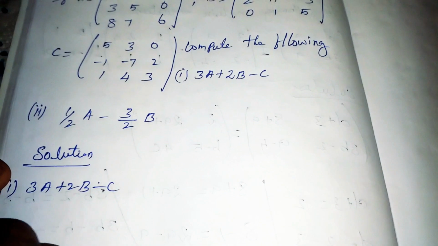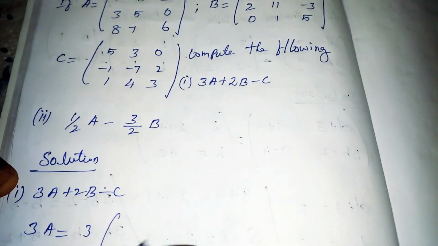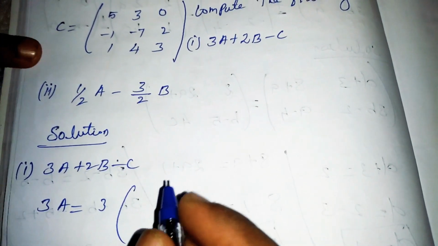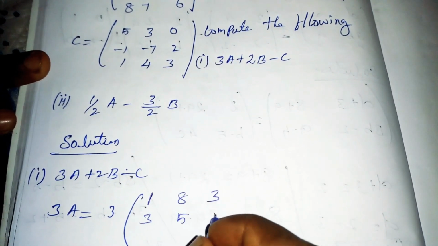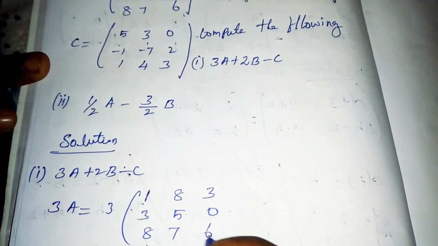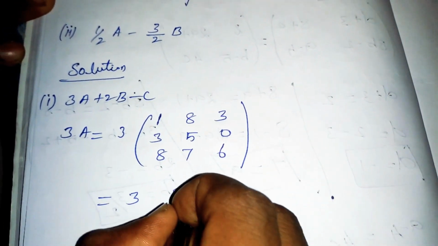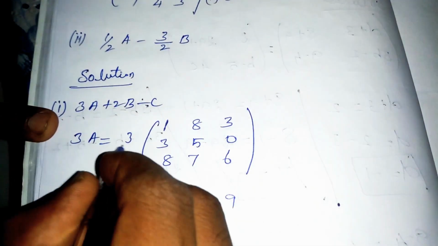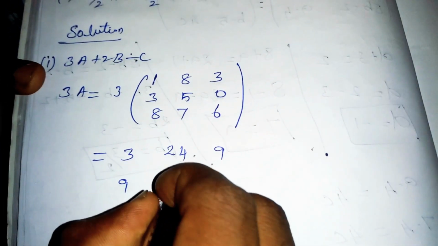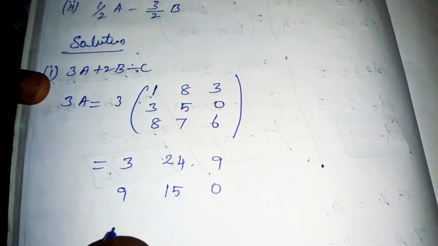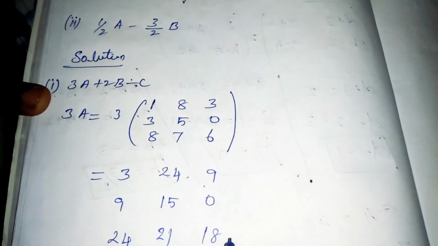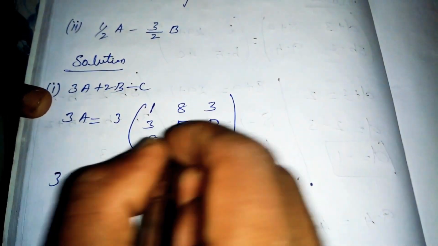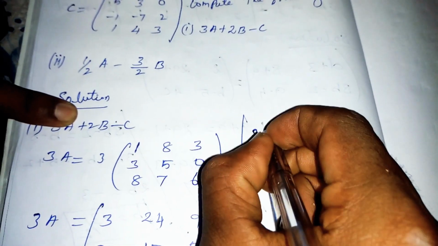First question, 3a. Going to find 3a equal to 3 into a, that is 183,350,876. The 3 is going to multiply inside. 1 into 3, 3; 1 into 3, 3; 3 into 8, 24; 3 into 3, 9; 3 into 5, 15; 3 into 0, 0; 3 into 8, 24; 3 into 7, 21; 3 into 6, 18. That is what 3a is.